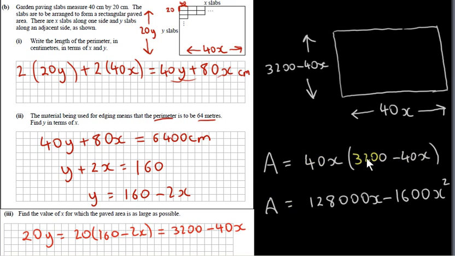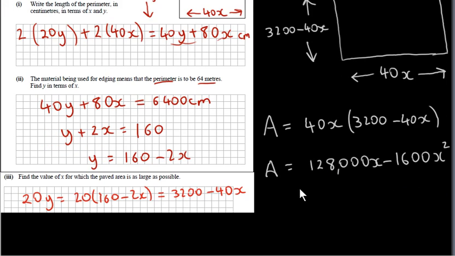So multiplying 40X by 3200 gives 128,000X. 40X times minus 40X is minus 1600X squared. We have X times X coming in here, so we have X squared. Now we want the value of X that makes A a maximum. So you can see that for different values of X, we're going to get different values of A. So which value of X makes A a maximum?